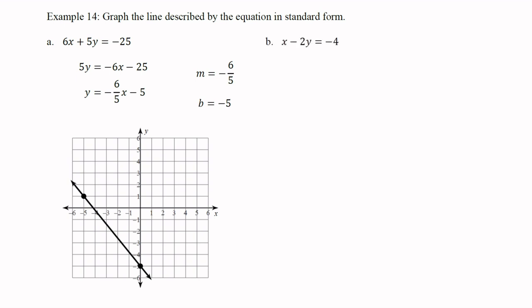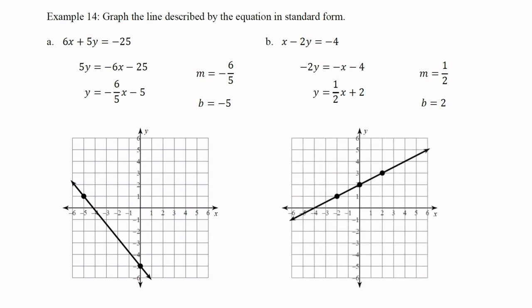Let's look at another. X minus 2y equals -4. We subtract x from each side, divide each side by -2, and we get 1/2 x plus 2. Our slope is 1/2, our y-intercept is 2. So you're going to plot your y-intercept of 2, and then you're going to do your slope of 1 over 2, rise over run, up 1 to the right 2, or down 1 to the left 2, and then connect your points using your straight line.